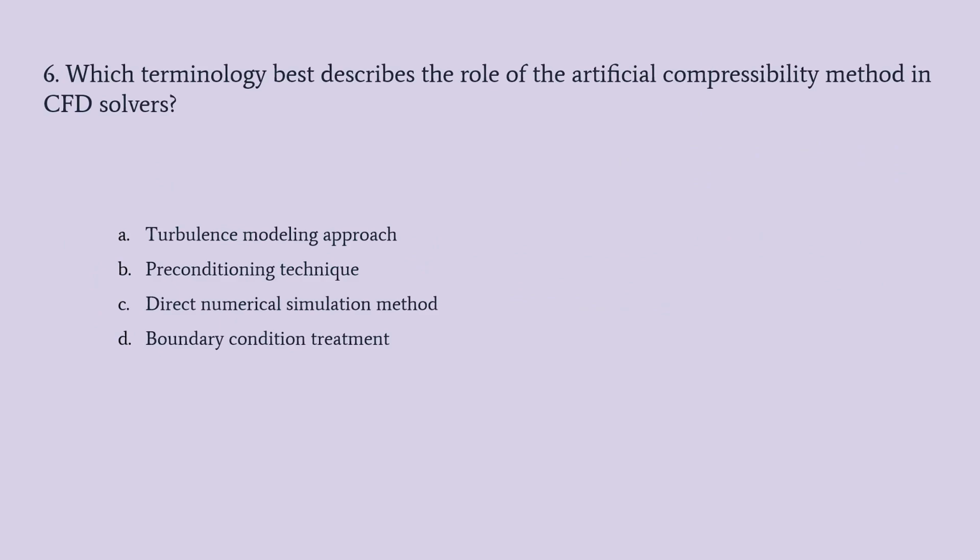Moving on to the next question. Which terminology best describes the role of the artificial compressibility method in CFD solvers? From the following terms, which is the best suited terminology for the artificial compressibility method? Option A, turbulence modeling approach. Option B, preconditioning technique. Option C, direct numerical simulation method. Option D, boundary condition treatment. From the list of options, you have to select the terminology that best describes the artificial compressibility method. Again, it's a simple question. Try to answer the question.